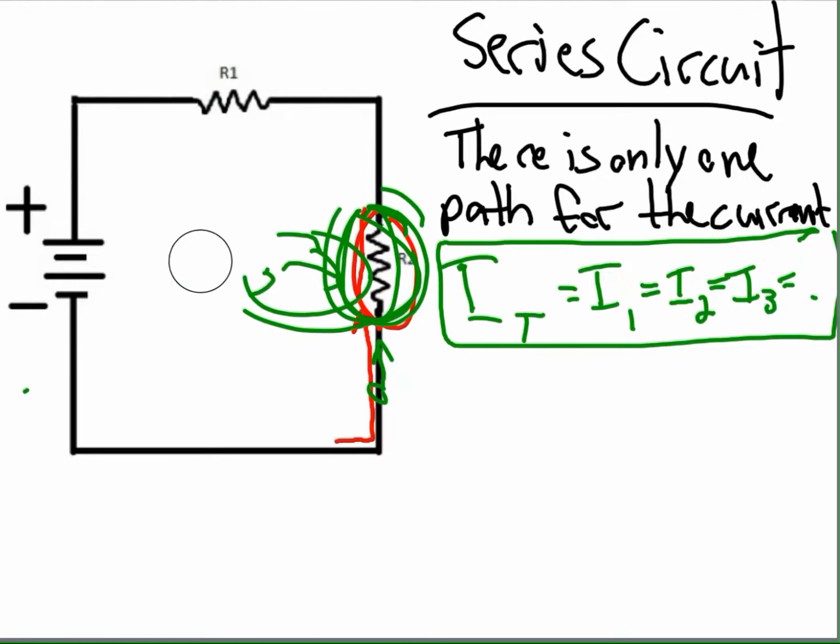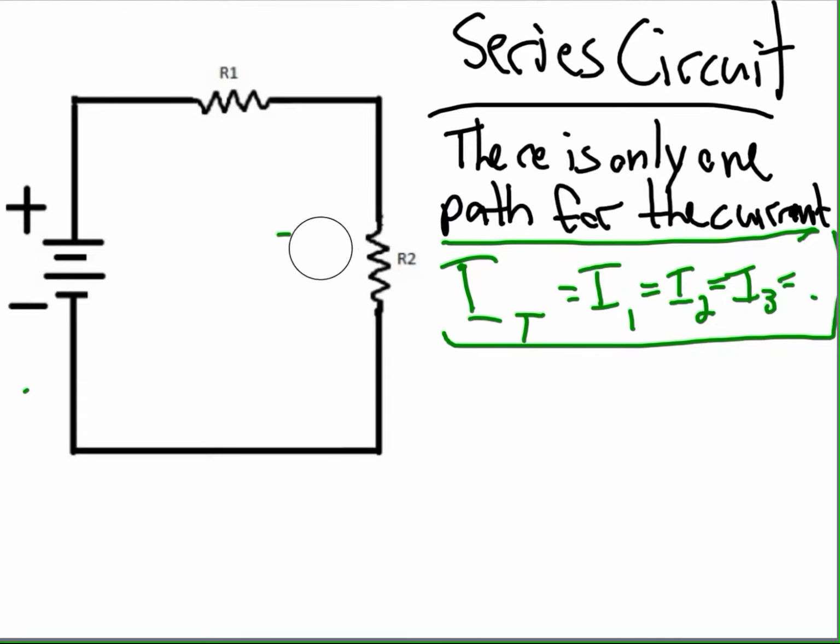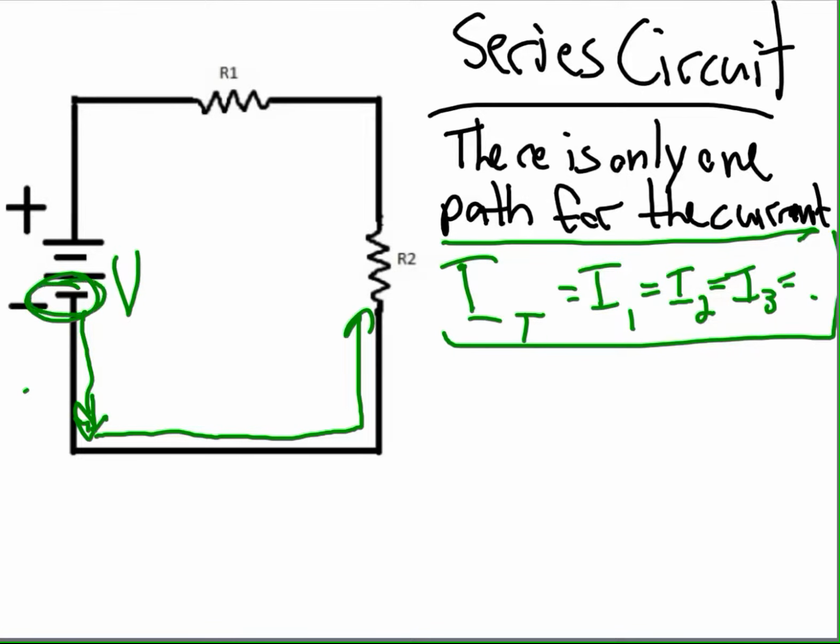Now, voltage or potential difference or potential drop, however you want to call it, that's a little bit trickier. So let's say this has a voltage of V. That means that the amount of energy each one of these little electrons comes out with is V per Q. So it's the amount of energy per unit charge coming out of here.